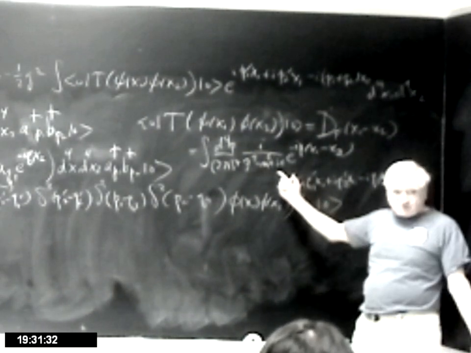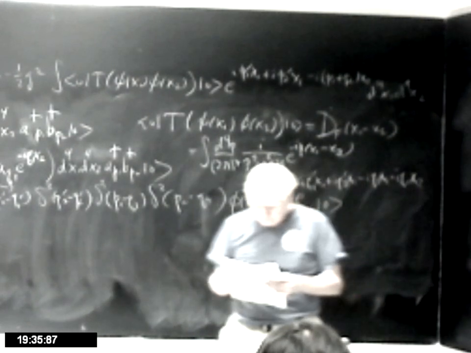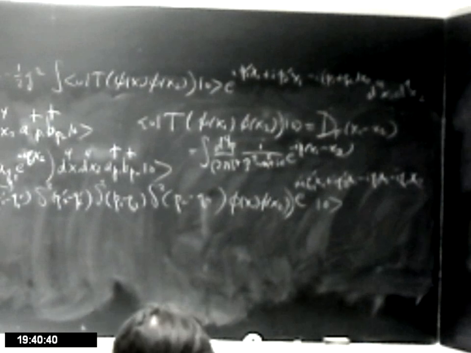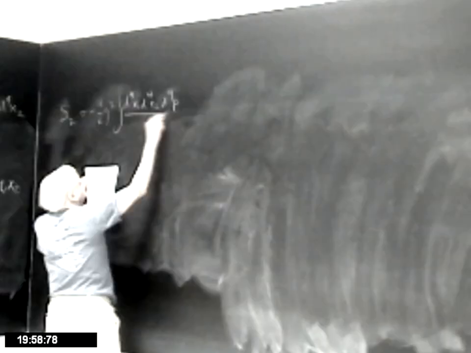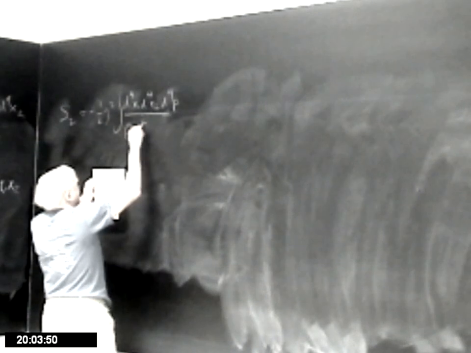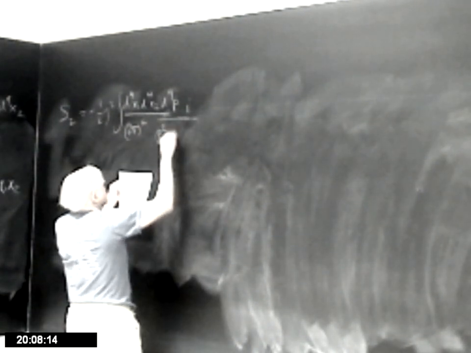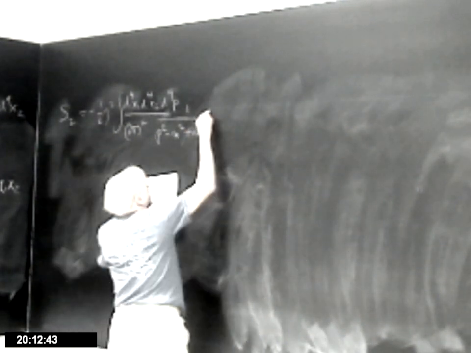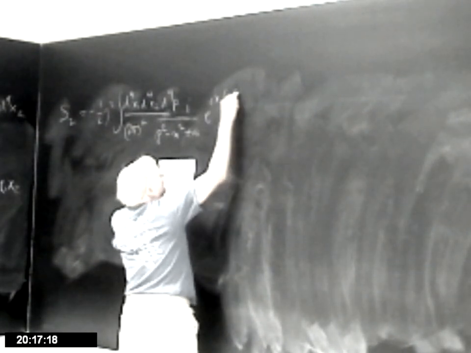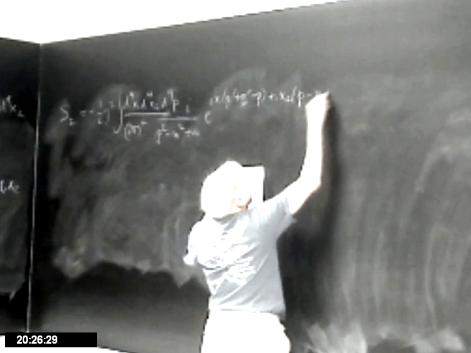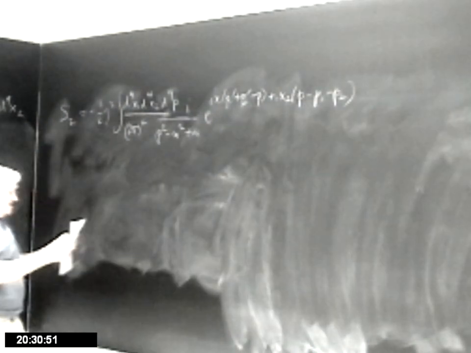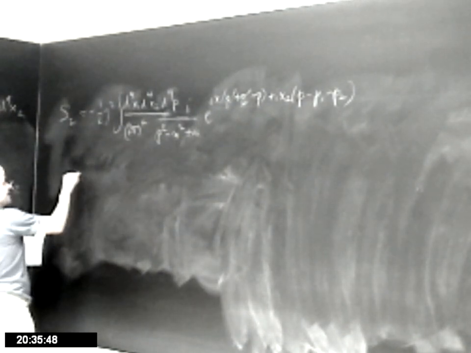And then the p integration, which otherwise we couldn't do, becomes trivial. It just turns into a number. So what we get is S2 minus a half g squared integral d^4x1 d^4x2 d^4p over (2π)^4, i over p squared minus m squared plus iε, e to the i x1 (p1' plus p2' minus p) plus i x2 (p minus p1 minus p2). So the x2 integration gives us a (2π)^4.